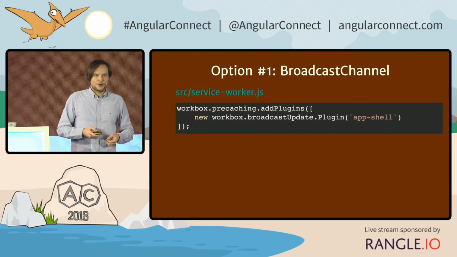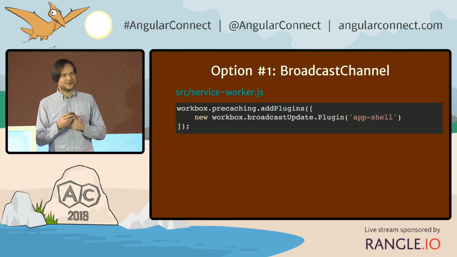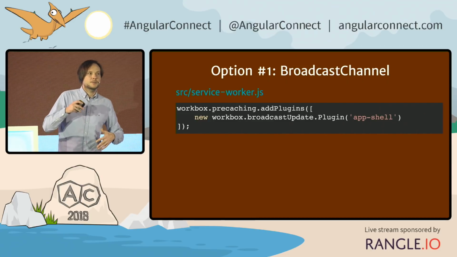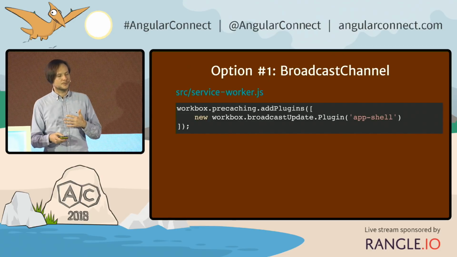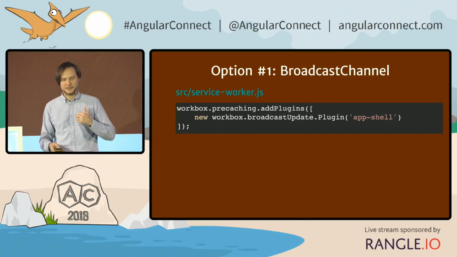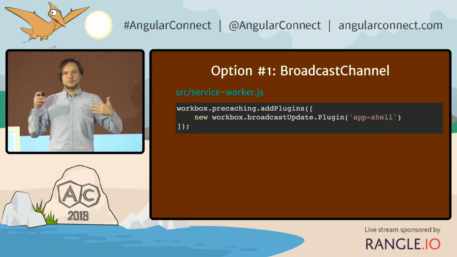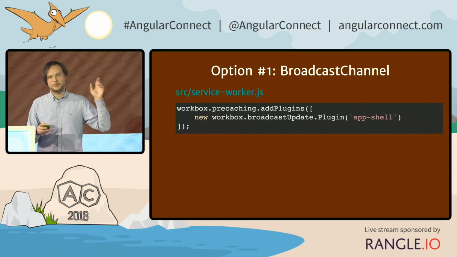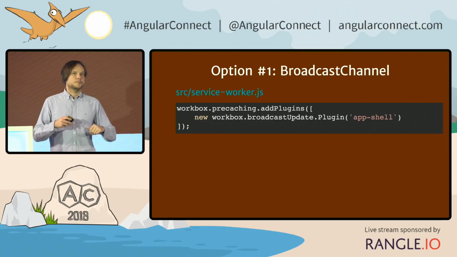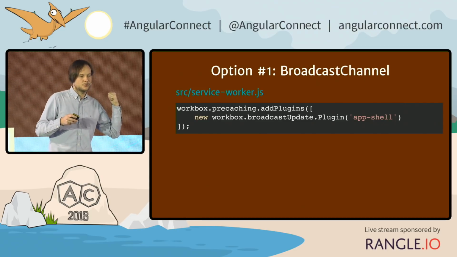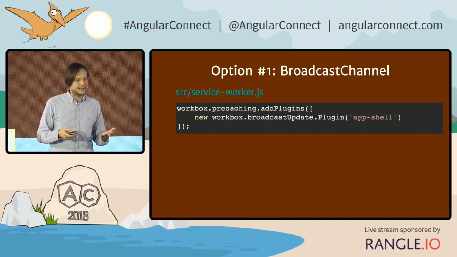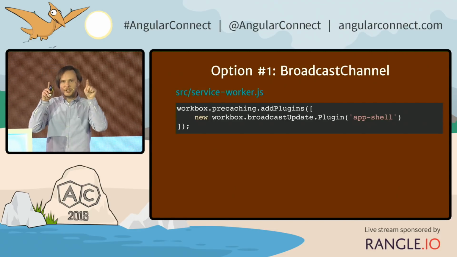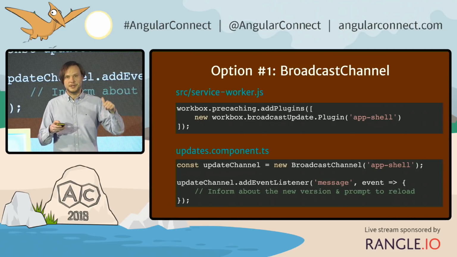Switch to Workbox, so we'll jump back and forth today. There are two options for you. Number one is the simplest to set up, with some drawbacks, more about this in a few moments. It's called Broadcast Channel. This is a modern browser API, and what we do in our very own service worker, for the precaching module, is register the corresponding plugin called BroadcastUpdate, and what we give here is just the name of the channel we will listen to in our application.